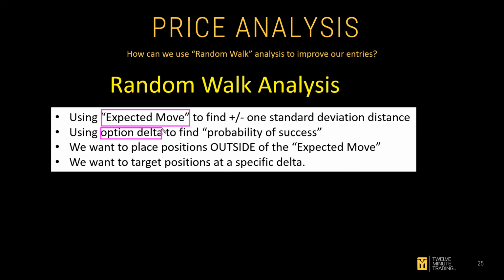You can also use option delta to find the probability of success, or the inverse of the probability of success. Say, like a 5 delta option is going to give you a 95% probability of success. So we want to place option positions, if we're selling something, outside of the expected move. And we want to target positions at a specific delta. So we're going to use this statistical analysis. It's not necessarily random walk, but we're going to use the tools that they offer in just about every brokerage house.